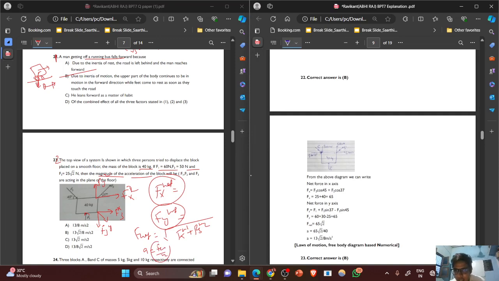It is the net in x, it is the net in y. Now we get the net in simply this value. F net will be your 65.